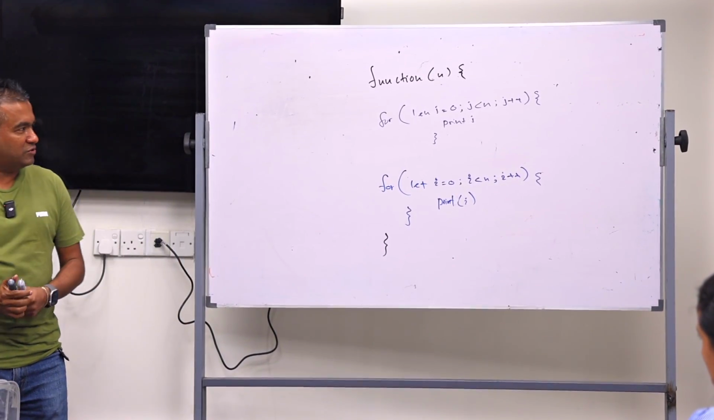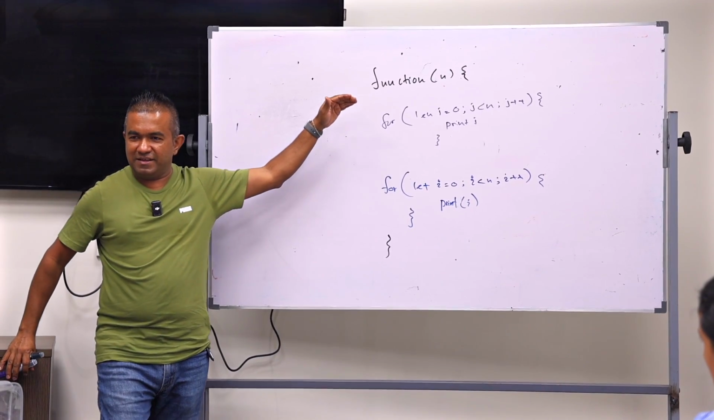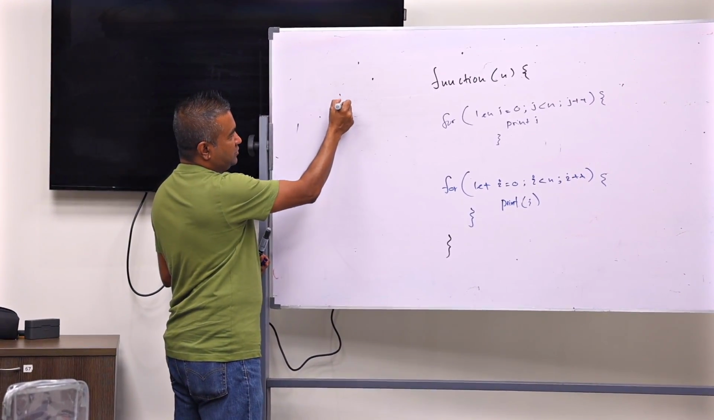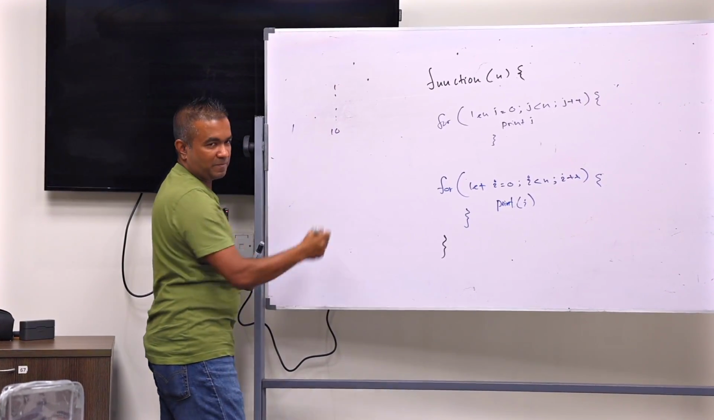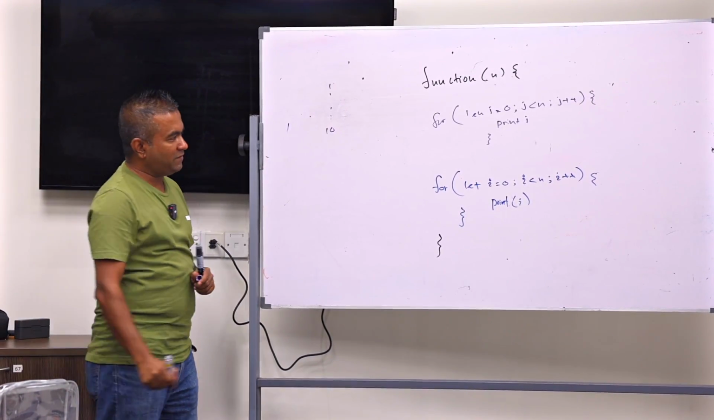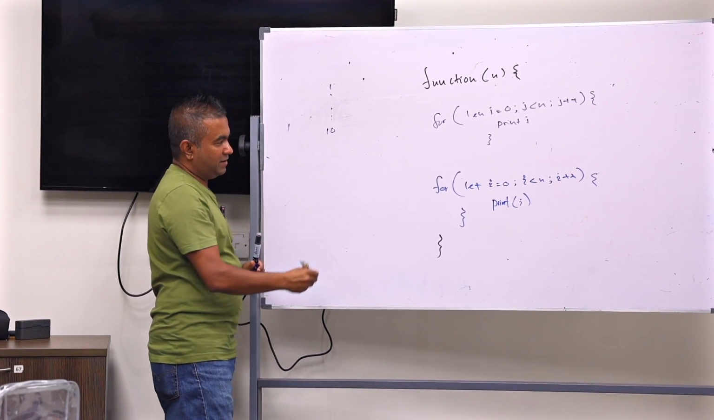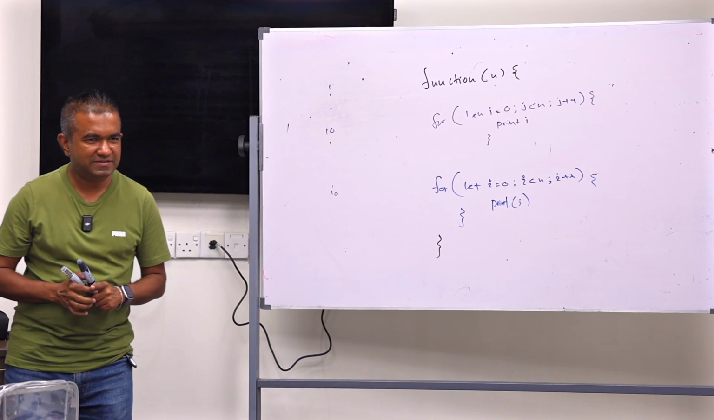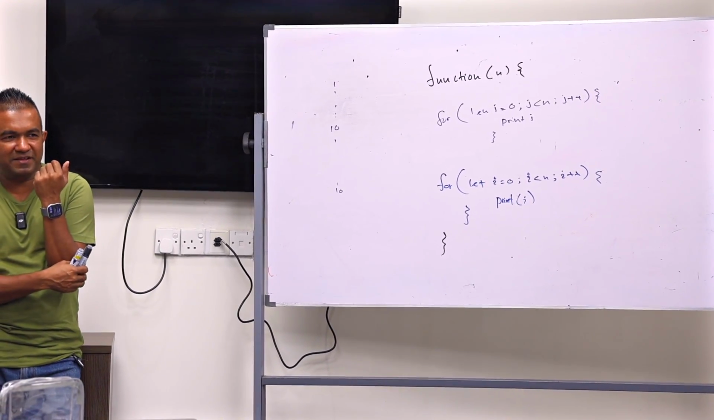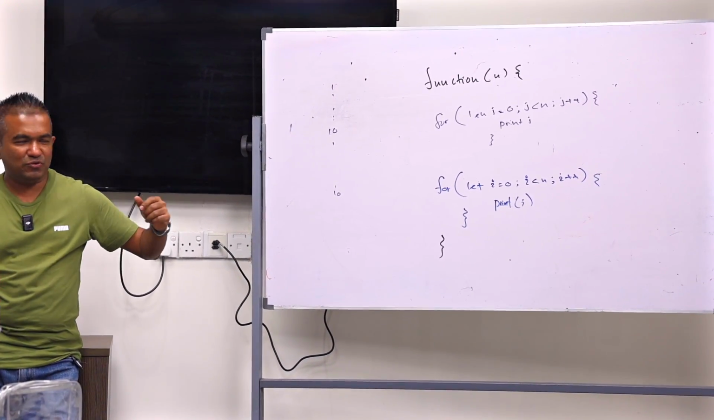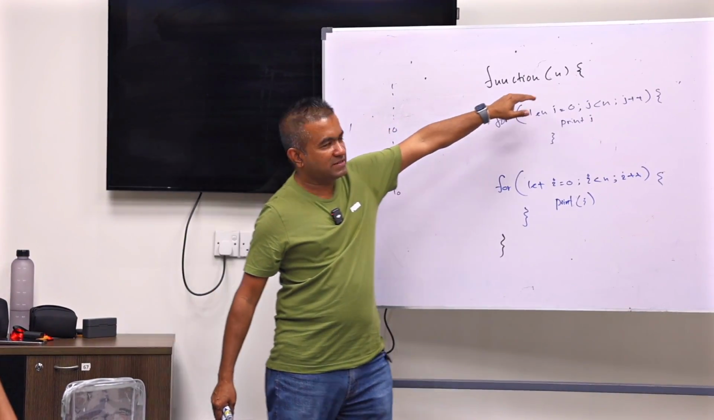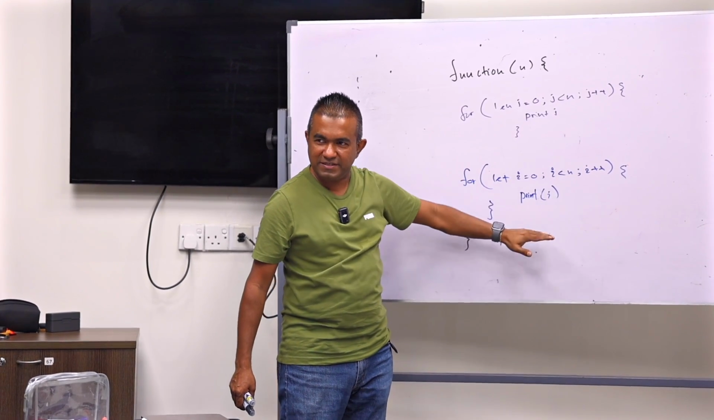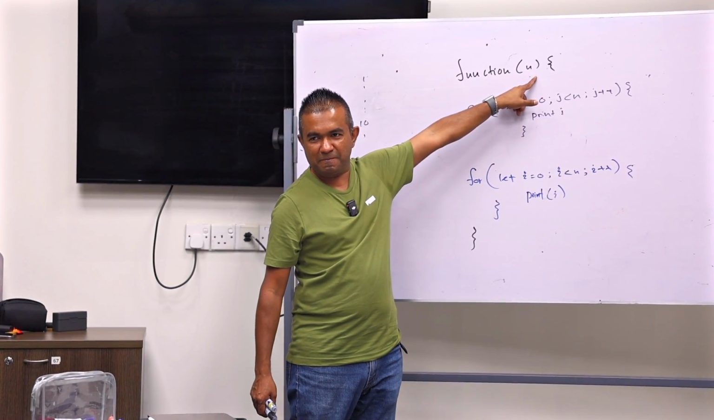Okay. So now let us say we pass 10, what is going to happen? The first loop will print 1 to 10, and the second one will print again 1 to 10. So, what happened? When we pass a number, the program executes twice as many times as this number.